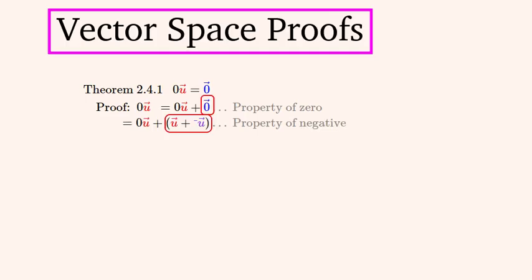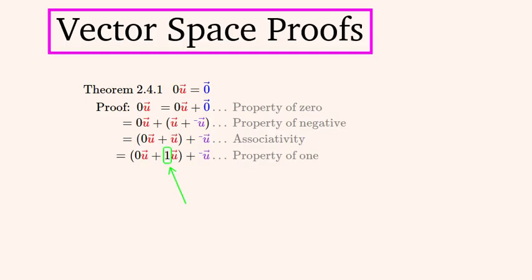Then we can expand the 0 by making it equal to a positive vector added to its negative. These will be in brackets because this addition is done first in this expression. Then we'll use associativity to swap the brackets. It can obviously be done, but we need to use an axiom. Then we can use the property of 1 to put a 1 in front of this vector. We can then use distributivity to factorize this expression.